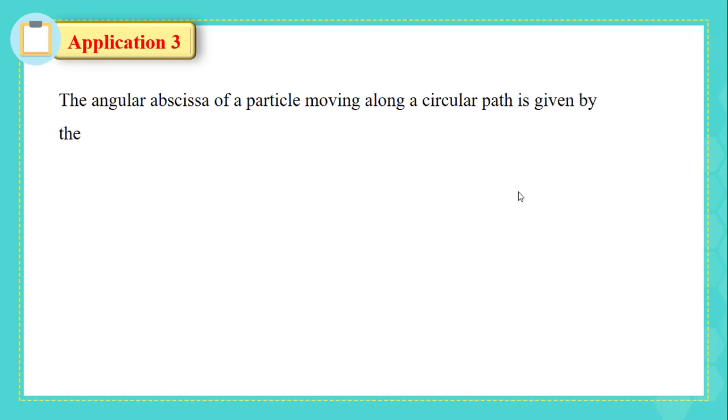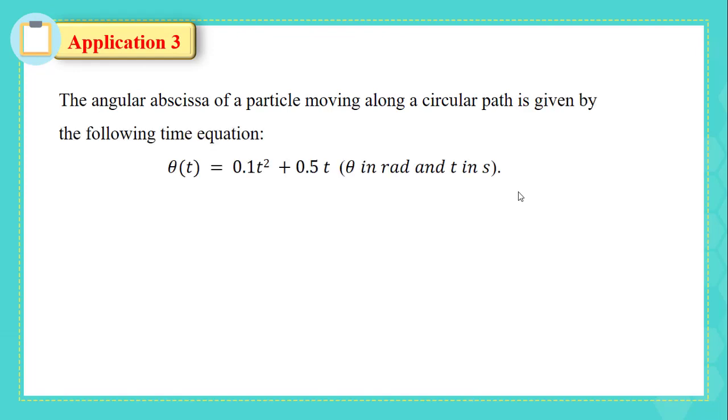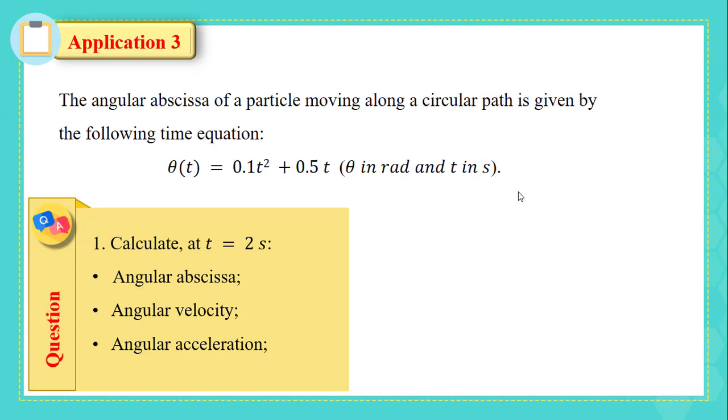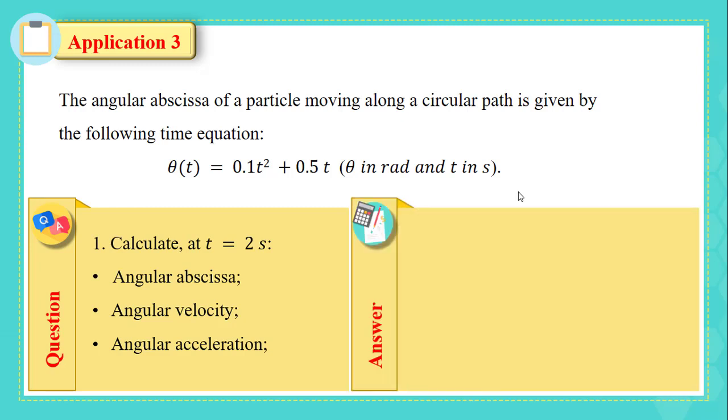Application number 3. The angular abscissa of a particle moving along a circular path is given by the following time equation. Theta of t is equal to 0.1 t squared plus 0.5 t. Theta is given in radians and t in seconds. Part 1. Calculate at t is equal to 2 seconds the angular abscissa, the angular velocity, and the angular acceleration. To find the angular abscissa, we have to substitute t is equal to 2 seconds in the expression of theta, and that will give 1.4 radians.